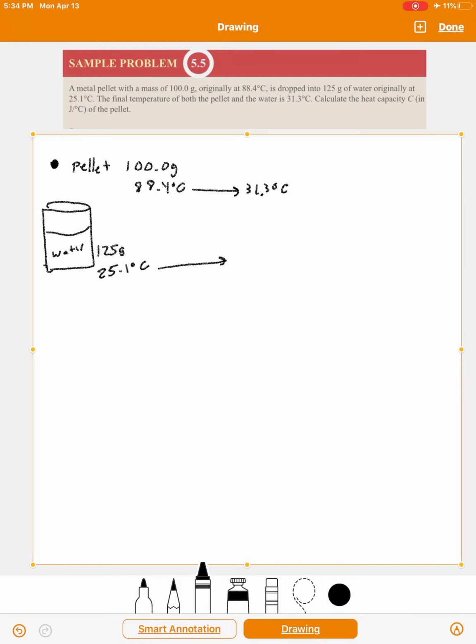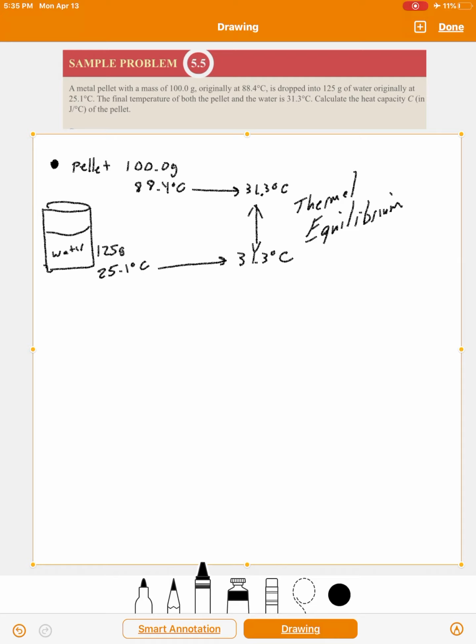And the temperature of the water goes up to 31.3 degrees C, right? And that's what you would expect to happen. You would expect the water to get warmer. If you drop something hot into water, the water is going to warm up, and whatever you dropped in is going to get colder. And so they'll eventually reach the same temperature, right? That's called, by the way, thermal equilibrium. You can impress people with your terminology. Oh, thermal equilibrium. They're at the same temperature. That's all that means. Okay, so how do we go about doing this?